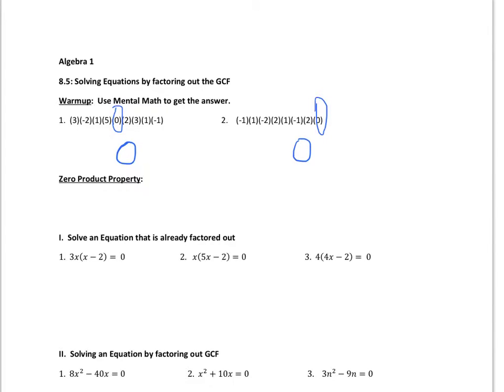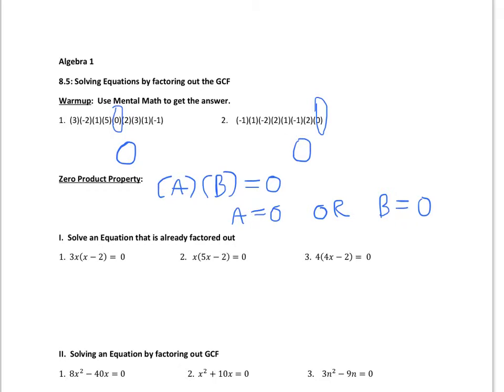This is the zero product property. What that tells you is if you multiply any number by 0, it equals 0. So if you have A times B and it equals 0, we can conclude that either A equals 0 or B equals 0. One of them could be 0 or both of them could be 0. Now it's real important because we're going to solve equations.